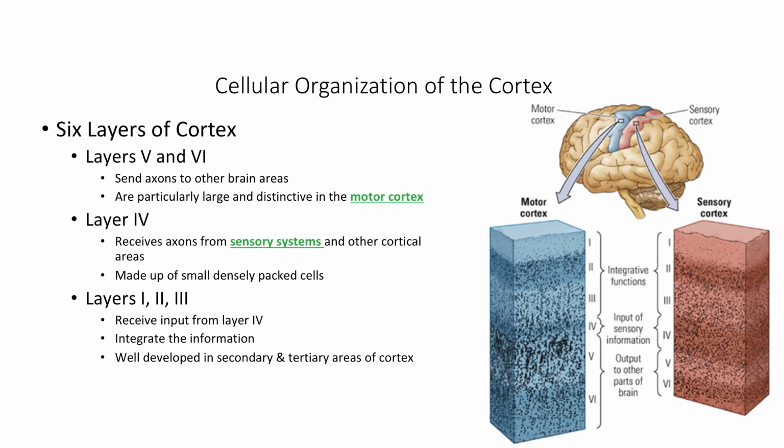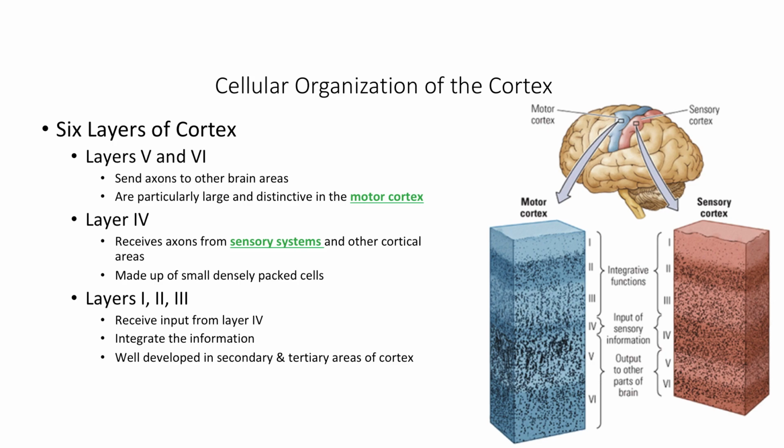And then last but not least, the outer layers 1, 2, and 3 receive input from layer 4. In secondary and tertiary cortex, these layers are often larger than in primary cortex.